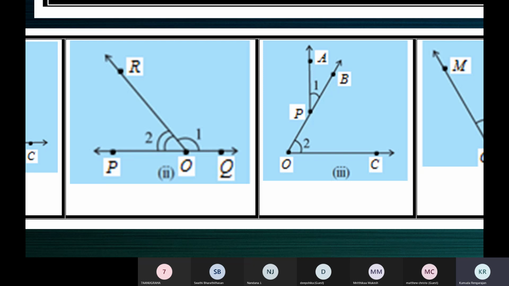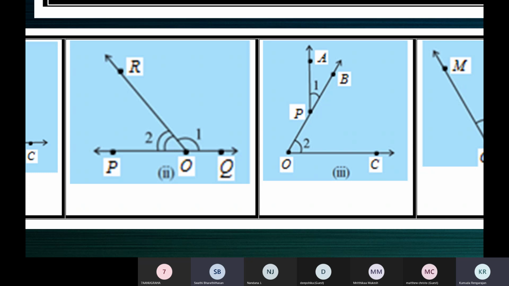Yes, Swati, which is the vertex of angle 2? Ma'am, O is the vertex. Okay, so the vertex of angle 1 is P and the vertex of angle 2 is O. So do the two angles 1 and 2 have a common vertex? No, ma'am, they do not have a common vertex. So now why 1 and 2 are not adjacent angles, Swati? Ma'am, 1 and 2 are not adjacent pair of angles since they do not share a common vertex.